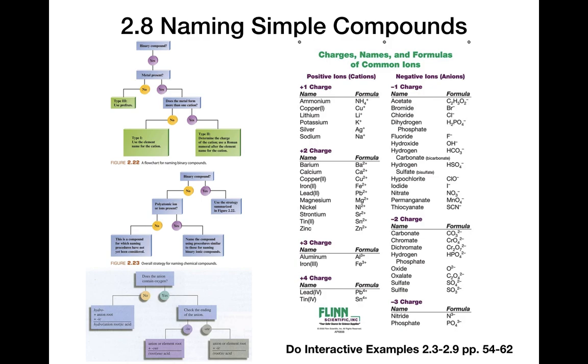Interactive examples 2.3 through 2.9, pages 54 through 62, can be used to illustrate how to name and write formulas for compounds. And that will be a large amount of your practice this week, naming simple compounds and naming acids and ionic compounds.